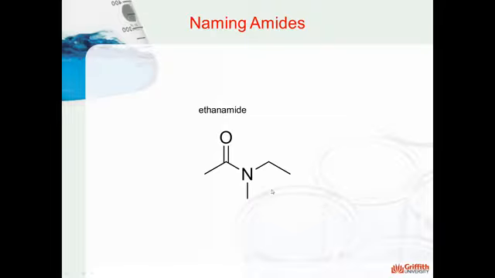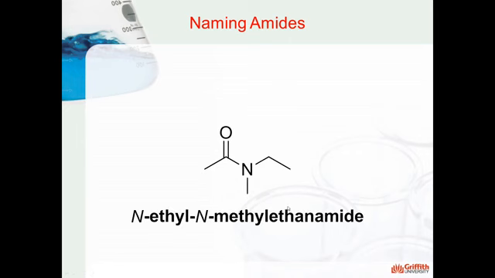So we still need to name these carbons over here. So we've got an ethyl group attached to the nitrogen, so it's an N-ethyl. We've got a methyl group, so 1 carbon attached to the nitrogen, so it's an N-methyl. So we want to put all of those names together. So we've got an ethyl coming before the methyl, so this is alphabetically, so E coming before the M. So we've got the ethyl group coming off the nitrogen, and we've got a methyl group coming off the nitrogen, and then ethanamide is the amide functional group.